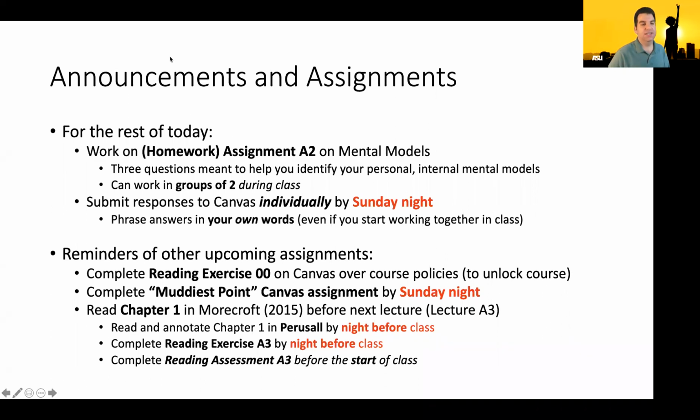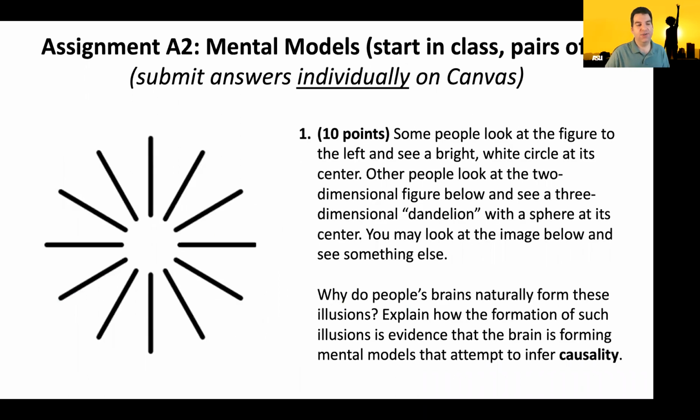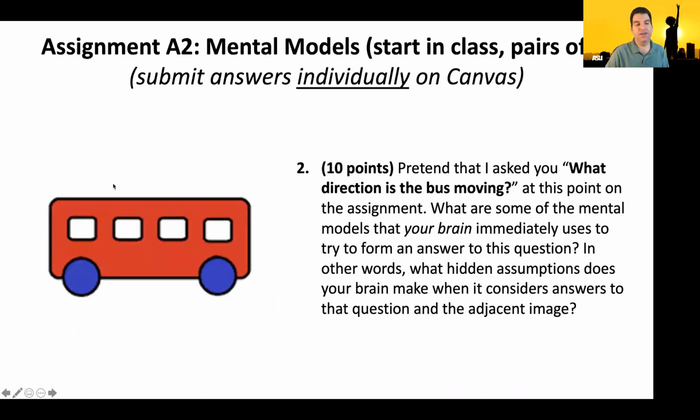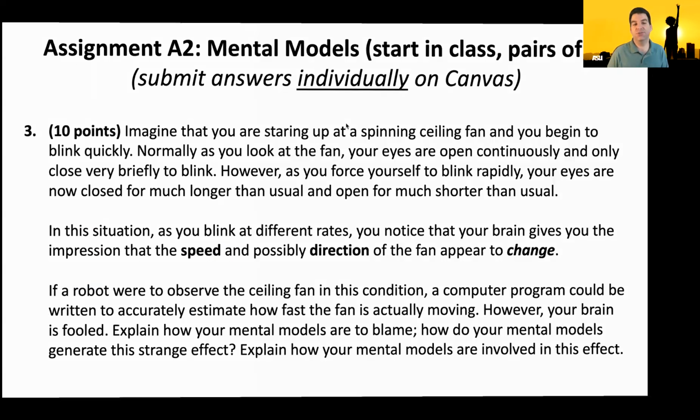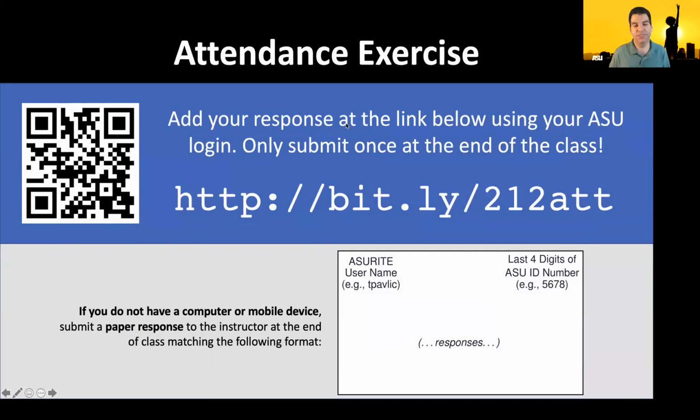We didn't have a lot of time to start on this little assignment, but it's easy to do at home. It's just another one of these where I ask you 3 questions about your personal mental models. The other things you should be doing: do your reading exercise 00, which unlocks the rest of the course. There's a muddiest point assignment due Sunday night, and then start reading chapter 1. There's a perusal assignment, a reading exercise, and the reading assessment, all due before Tuesday. So do the reading and the exercise by Monday night, and do the reading assessment before Tuesday's lecture. The assignment is to answer a question about this graph, a question about this graph, and a question about this scenario. I'm just interested in hearing your mental models.